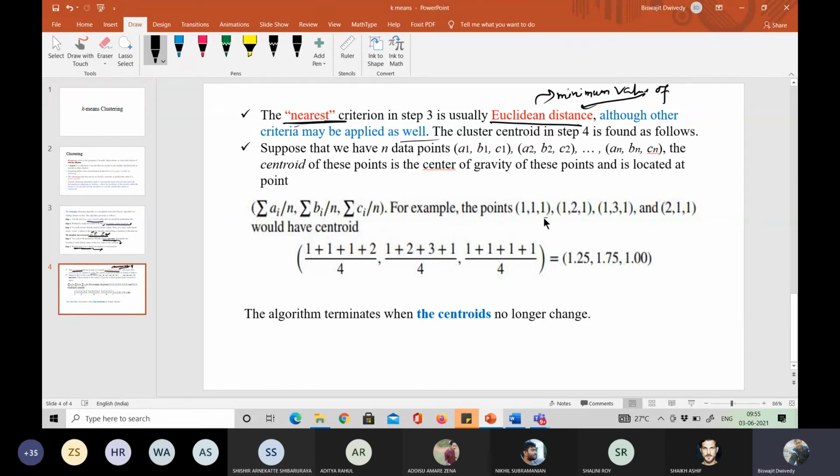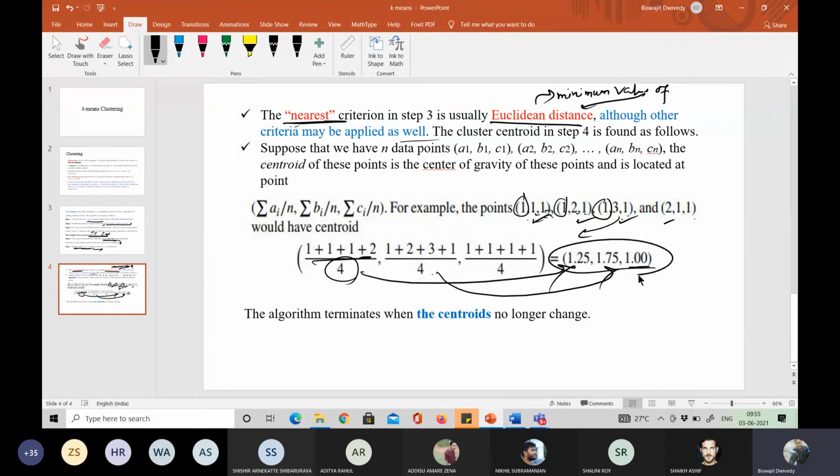Here you can see one example is given. Suppose these are the points inside the clusters: 1 1 1, 1 2 1, 1 3 1, 2 1 1. Then what will be the new cluster center? Just take the average of these. 1 plus 1 plus 1 plus 2 by 4 will be 1.25. Similarly, 1 plus 2 plus 3 plus 1 by 4 will be 1.75. Similarly, 1 plus 1 plus 1 plus 1 by 4 is equal to 1. So this will be my updated cluster center.